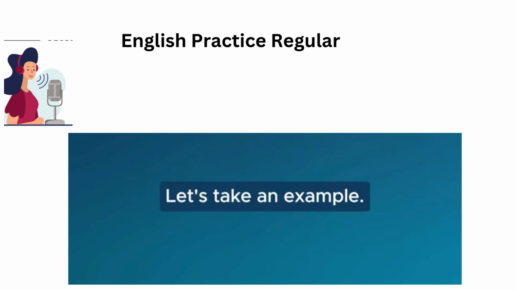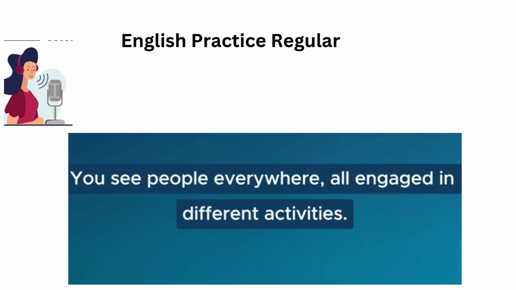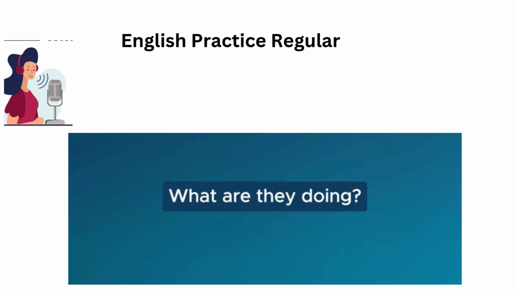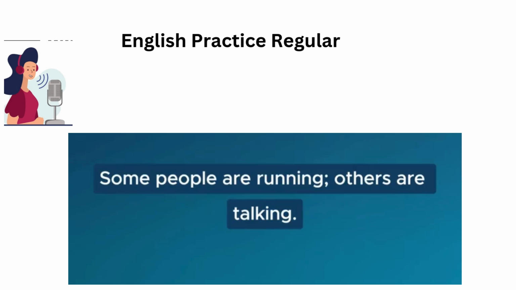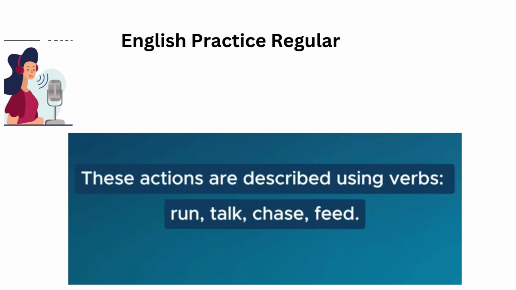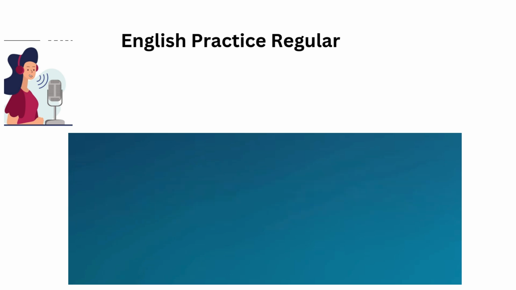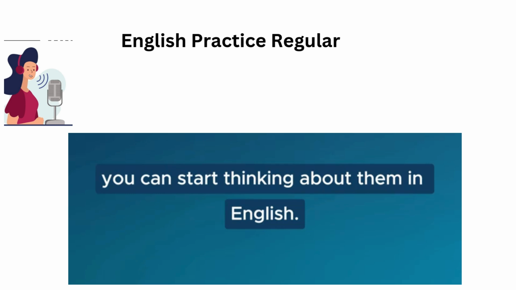Let's take an example. Imagine you are walking through New York City, specifically in Central Park. You see people everywhere, all engaged in different activities. What are they doing? Some people are running, others are talking. You see a dog chasing a ball, and someone is feeding pigeons. These actions are described using verbs: run, talk, chase, feed. By observing the actions around you, you can start thinking about them in English.